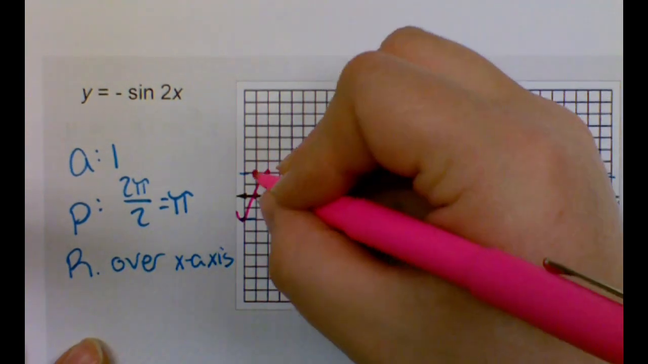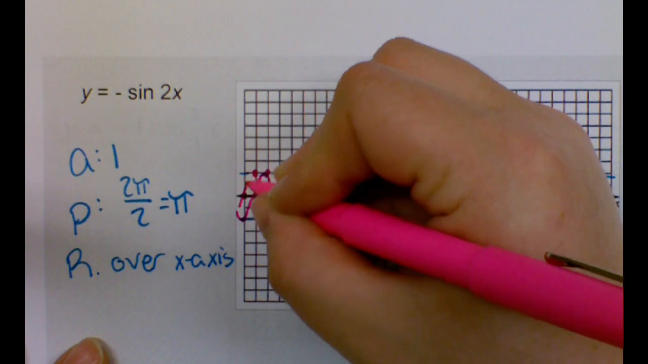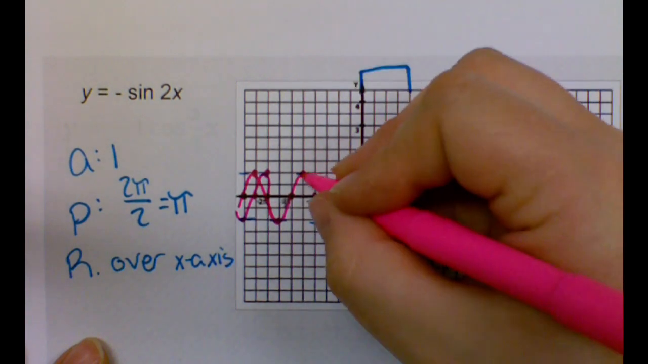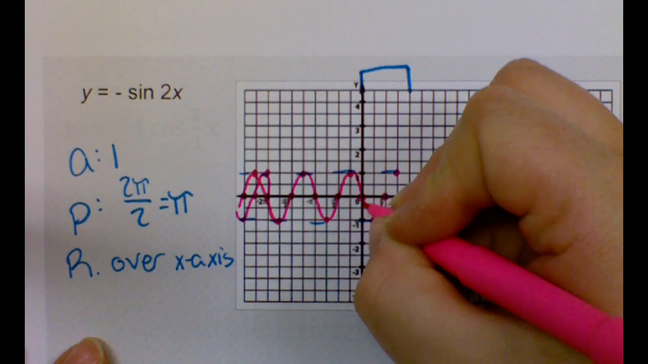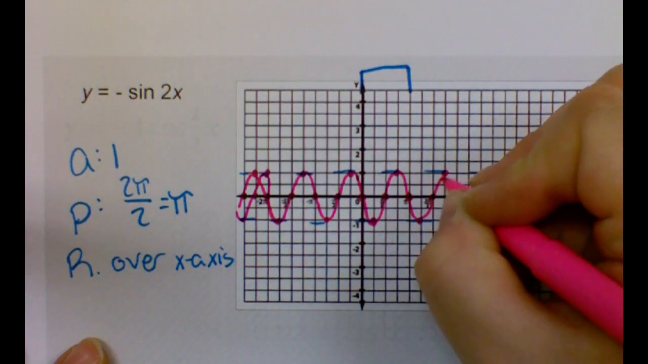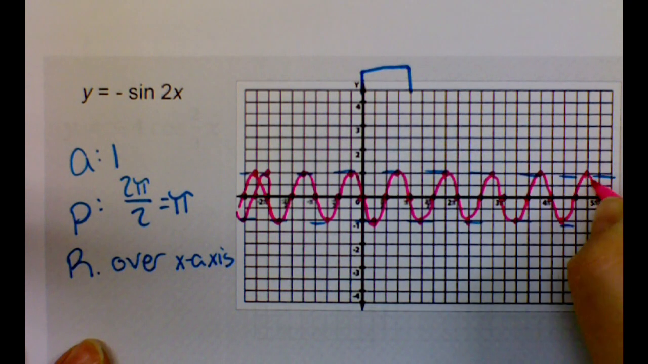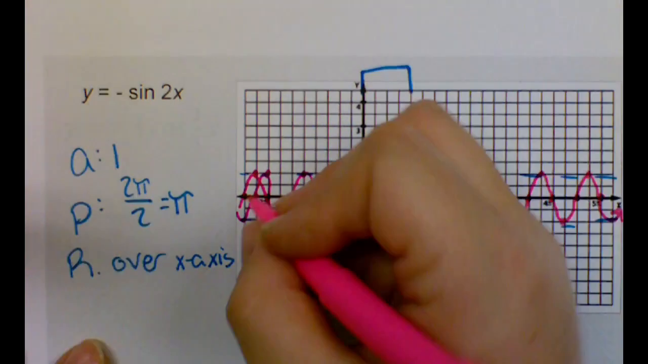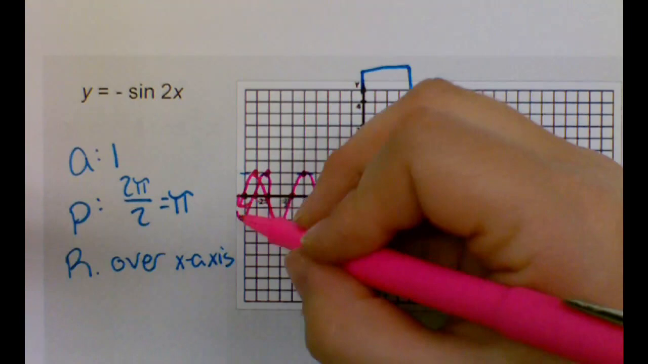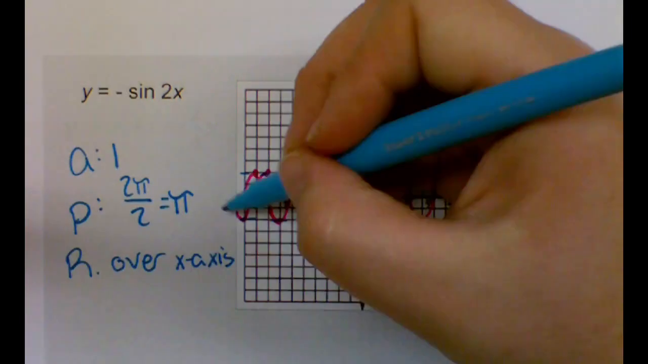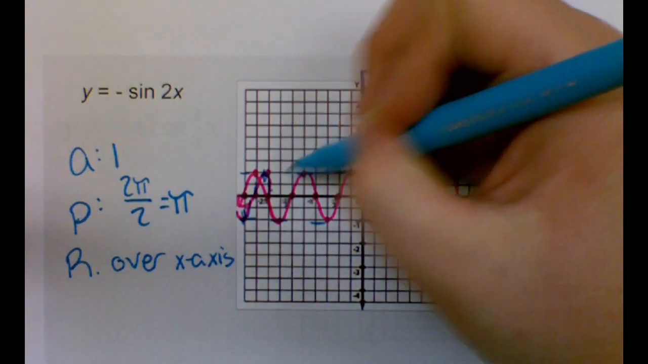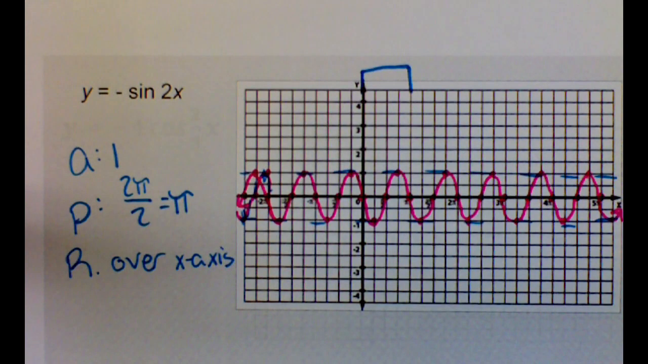Ooh, what did I do? Oops. Screwed that one up. There we go. All right, ignore that little mess up there. And there's our graph. The smaller the period, the more repetitions of it you'll be able to fit.